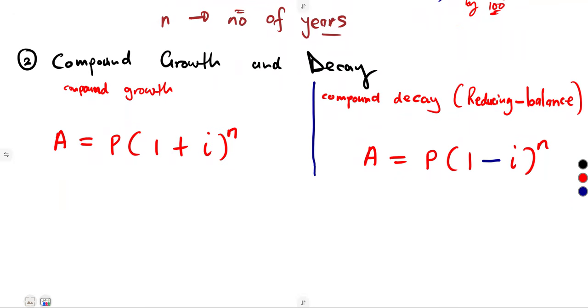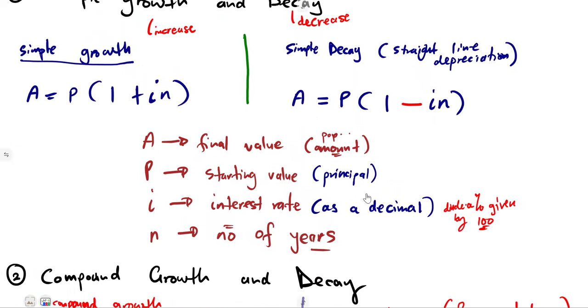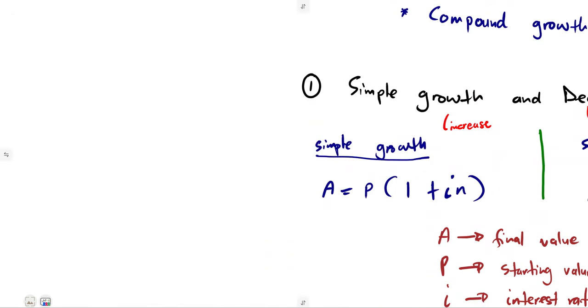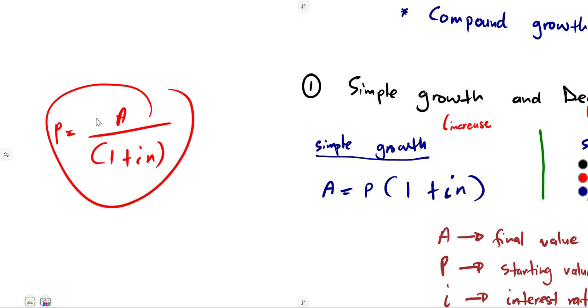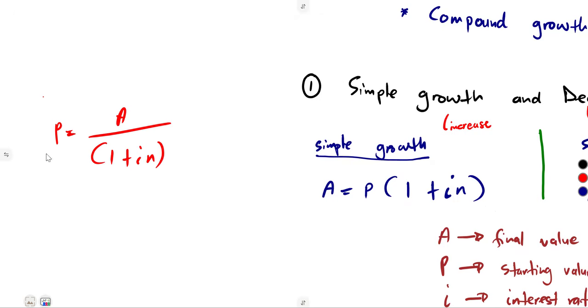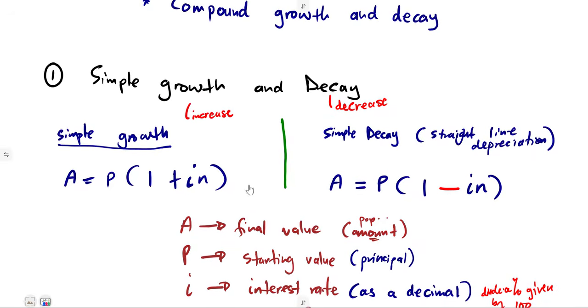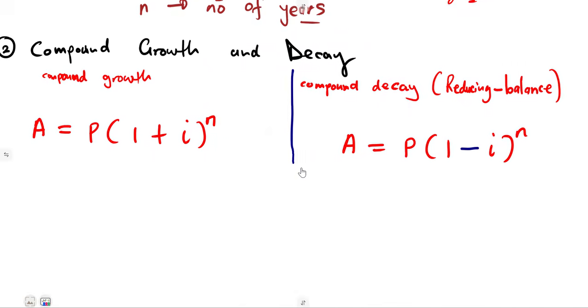We can make P the subject from this part that we had. If we, let's say, want to make P the subject, it is just going to be easy. We just say P is equal to, we divide by this bracket. So it's going to be the amount over 1 plus I n. As you can see, if it is for a simple interest, we can simply make P the subject of the formula in an easier way. But let's check here.